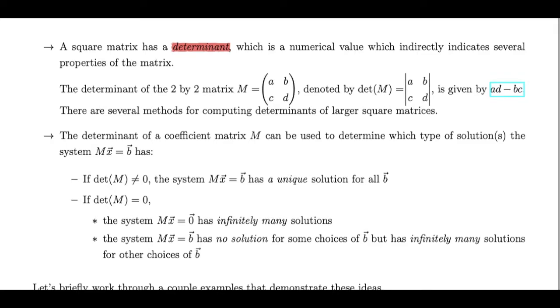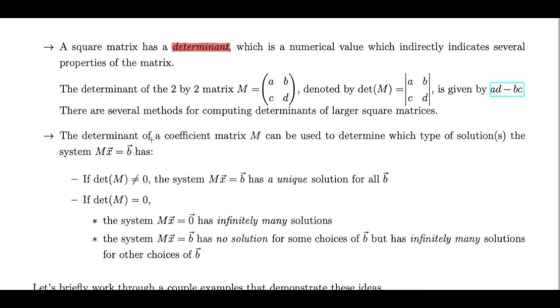How about larger matrices? Well, as I've stated here, there are several methods for computing determinants of larger matrices. I have my preferred method, which is called Cofactor Expansion, and I've chosen to hold off on explaining that here, and I'll demonstrate that through some upcoming examples. And then this last bullet, this last fact that I wanted to discuss briefly right now, demonstrates one way in which the determinant of a matrix can yield properties about that matrix.